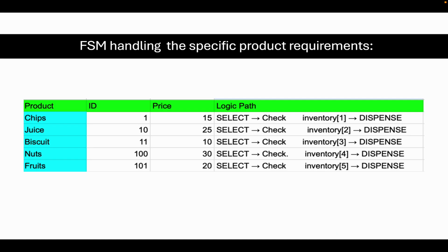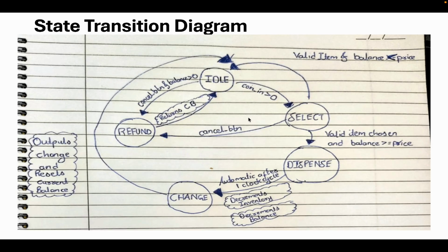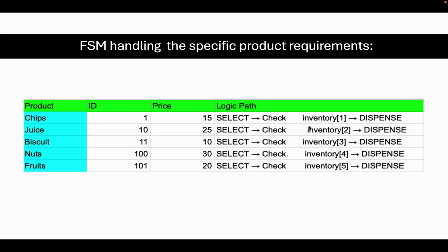Let us see one more thing. How do I choose what product has to come out? I need some specific buttons, right? So this is how I do it. I have a logic path. In the select phase, I will have something called a matrix. So I'll call it inventory 1, inventory 2, inventory 3, inventory 4, inventory 5. Like that, however big my matrix size is, based on that, I'll dispense it. If I choose inventory 1, whatever product is at the first inventory will get dispensed.